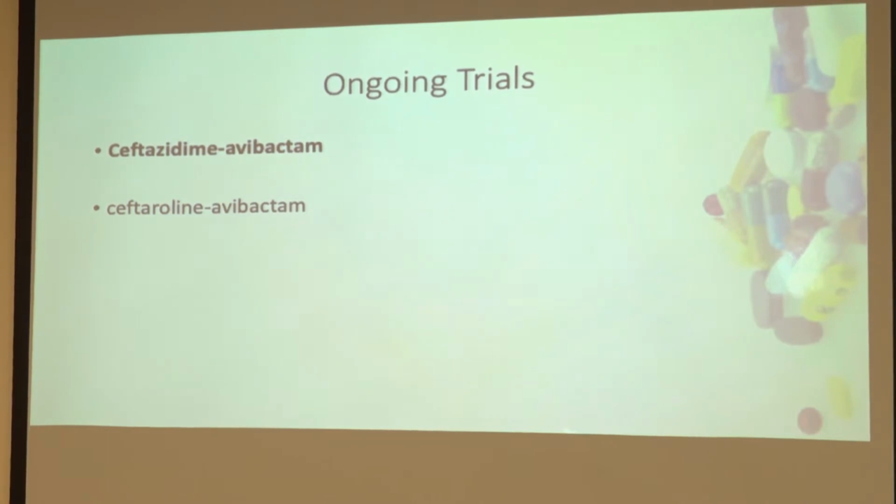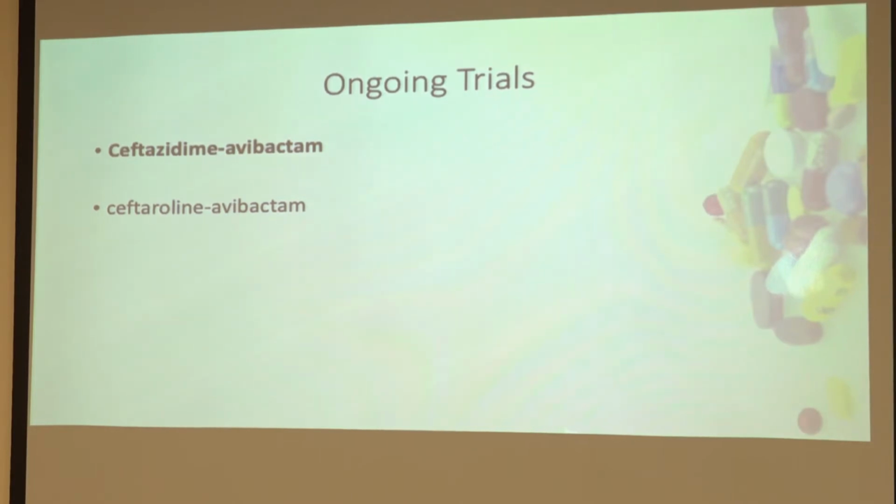There are a lot of other ongoing trials to find a medicine that would work on CREs. The first one is ceftazidime-avibactam. Avibactam, just like the name sounds, is similar to sulbactam. It is a beta-lactamase inhibitor. It is active against all the classes of carbapenemase that we saw, class A, B, and D.